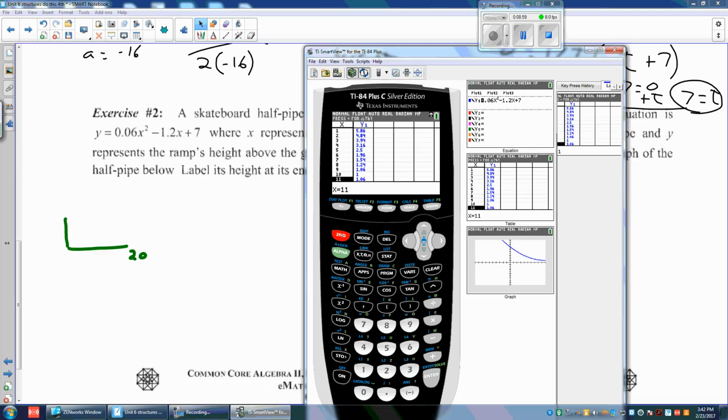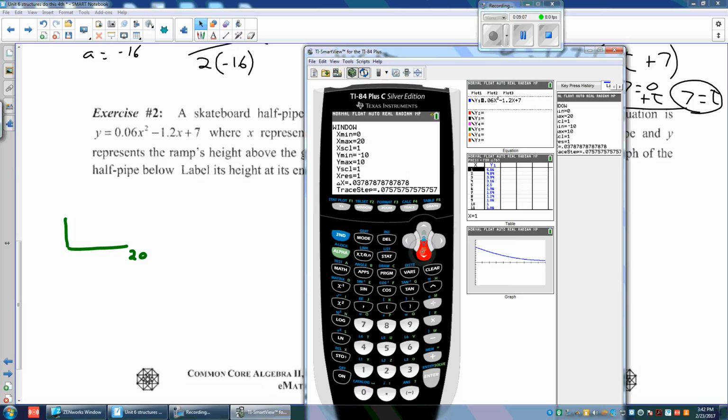So let's take a look at the window. Window from 0 to 20. And I really don't care about anything below ground because I know that the lowest thing is 0 feet. And let's graph that and take a look. There it is. This is exactly what it looks like from 0 to 20 because it stops. It's only 20 feet wide.